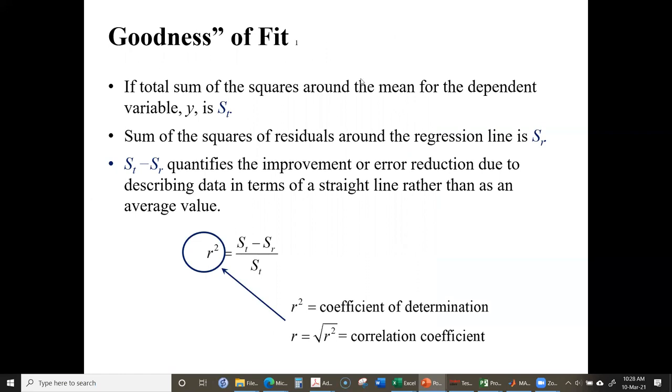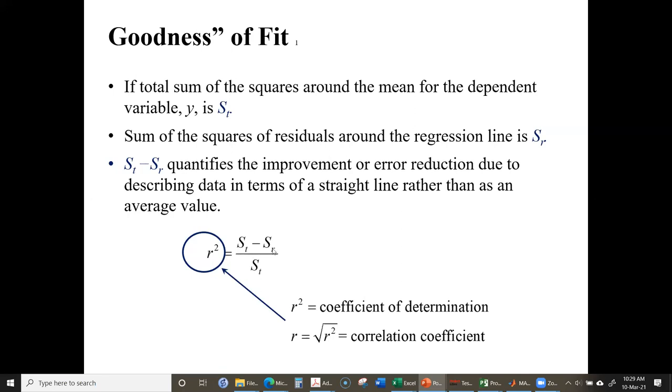If the total sum of the squares around the mean for the dependent variable y is St, and the sum of the squares of the residuals around the regression line is Sr, then the difference between St and Sr quantifies the improvement or error reduction due to describing the data in terms of the straight line rather than an average value. In this case, we find a term called r square, which is the coefficient of determination.